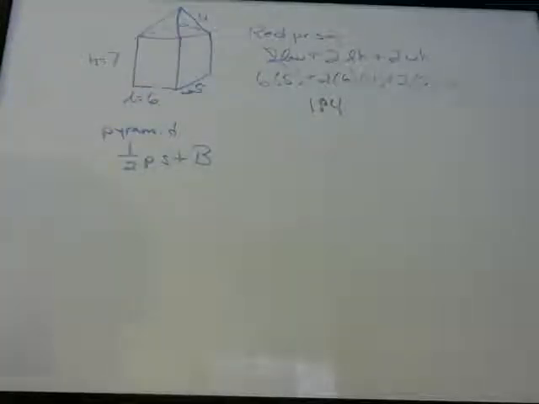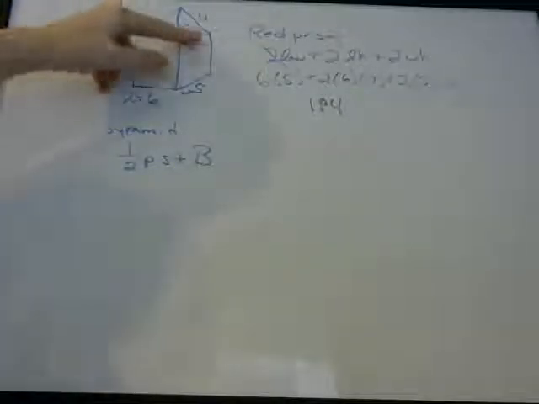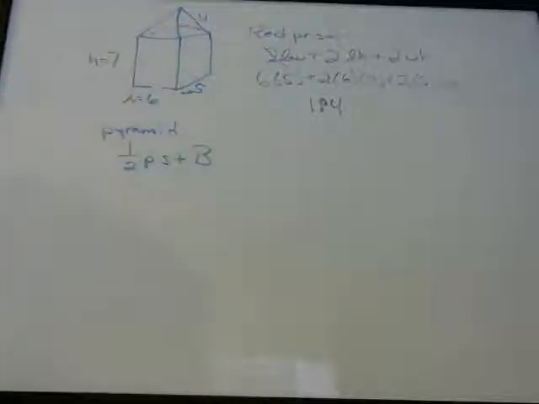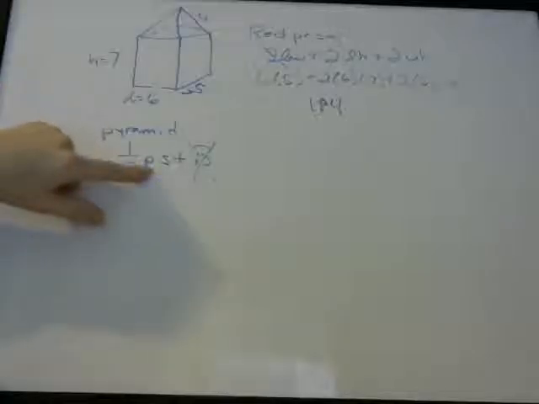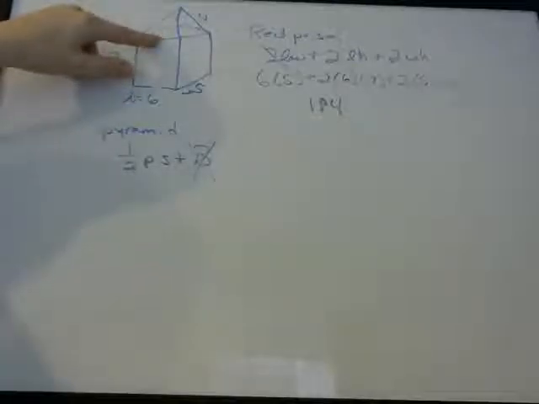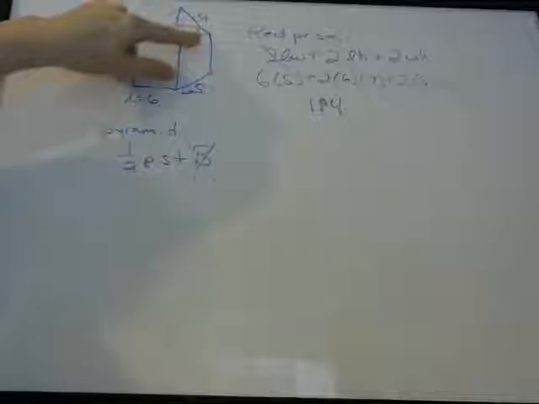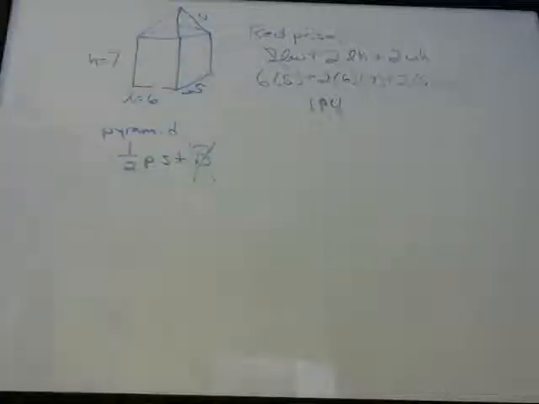So remember though, in this composite figure, we don't need the area of the base because we're not painting that. It's covered up by this rectangular prism. So we don't need the area of the base. We just need the area of the outside edges of the prism, which is given by this. So how do we find the perimeter of the base? If you don't know how to find perimeter, you need to watch that video. So here's the base. It has a 6 and a 5. So how do we find the perimeter of that?